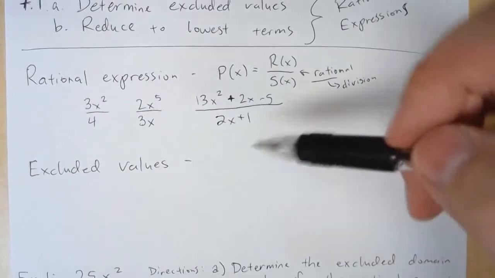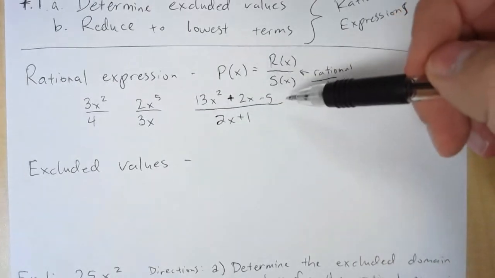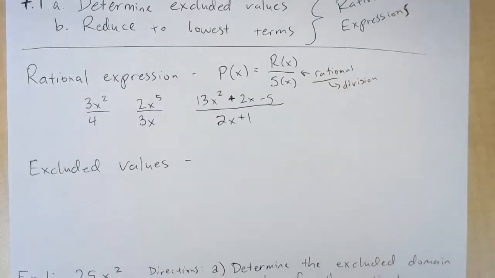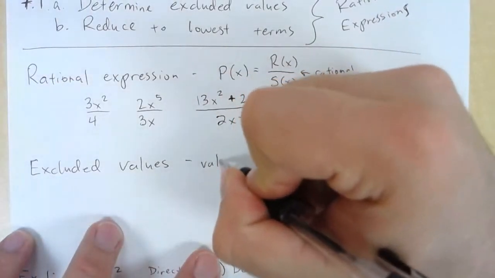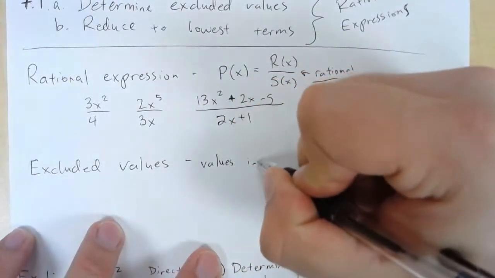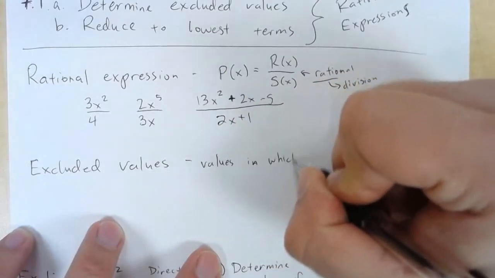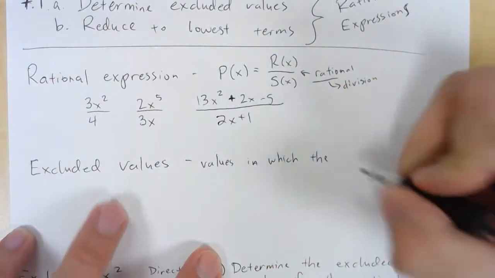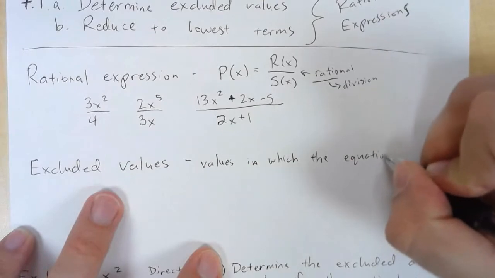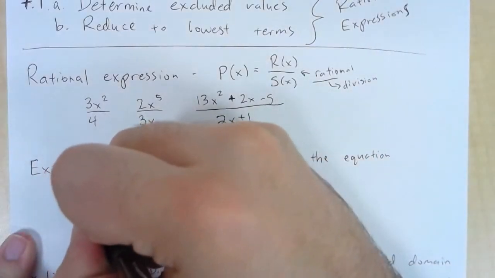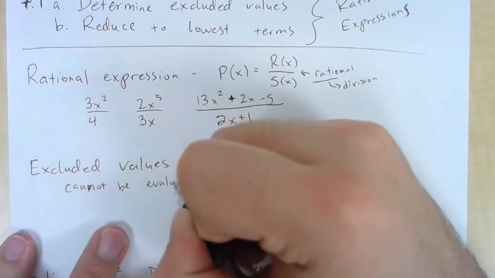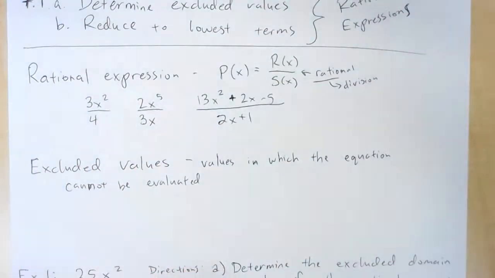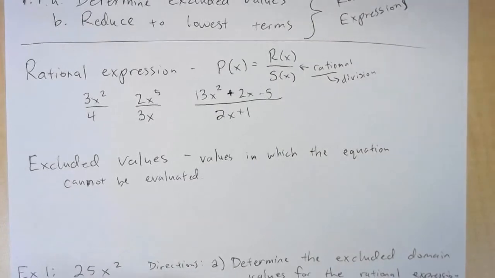So then we talk about this thing, determine excluded values. So if we have a fraction right here, one of our principal rules in math is we cannot divide by 0. So the excluded values are values in which the equation cannot be evaluated. As in, we can't plug that value in because we're going to divide by 0.